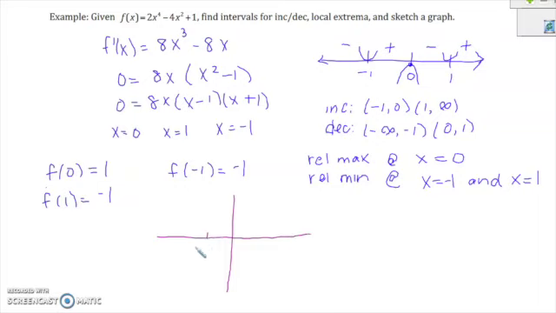And I have -1 is an important point. Positive 1 is an important point. And then let's get these up here. So I have a point here, 0, 1. And let's see what's happening at these points.